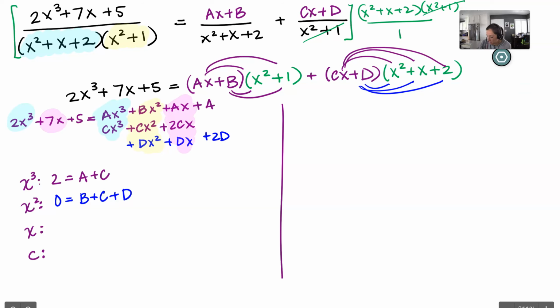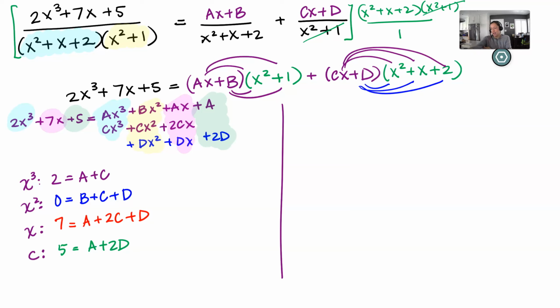So for our x's, we've got 7 is equal to a plus 2c plus d. And then for our constants, that's our 5. We just have 5 is equal to a plus 2d. So this is when it's like, gross. I could do lots of stuff. I mean, it's not terrible, but I theoretically should be moving through solving the system of 4 unknowns.